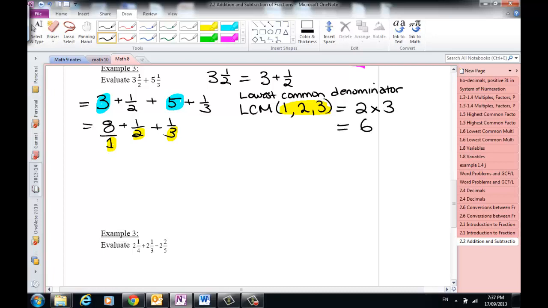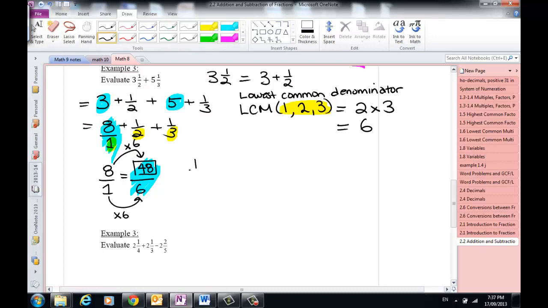Okay, so I have a little work because I have to figure out how to get 8 over 1 to something over 6. Well, to get from 1 to 6, I multiplied by 6. And therefore, here I would also multiply by 6. So what is 8 multiplied by 6? If you struggle with it a little bit, remember that 8 times 5 is 40, and then I add one more 8 onto it, and I get 48. So I've rewritten my first fraction as 48 over 6.